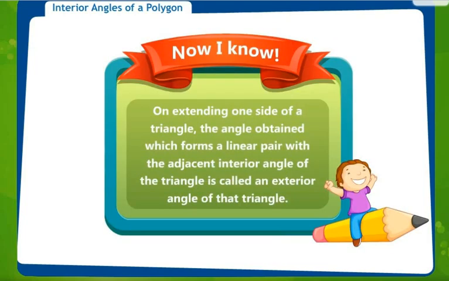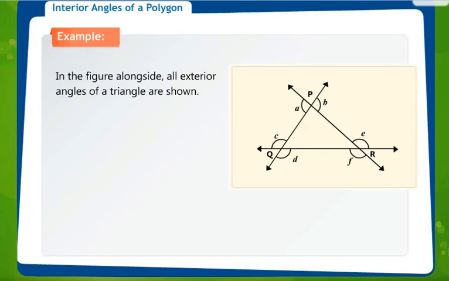So on extending one side of a triangle, the angle obtained, which forms a linear pair with the adjacent interior angle of the triangle, is called an exterior angle of that triangle. So I hope you have understood what is an exterior angle of a triangle. Every angle, if the ray is extended, forms an exterior angle. So we'll be having exterior angles on all the sides.